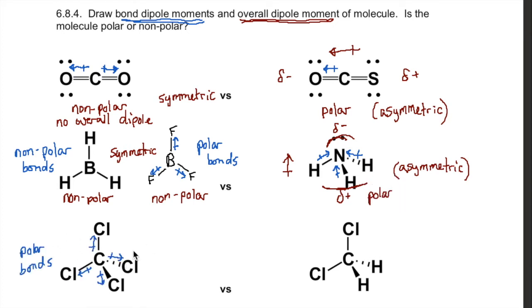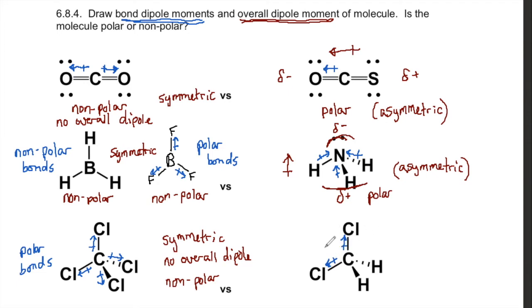Here we have another example of polar bonds, chlorine pulling on the electrons more than carbon, but all of these chlorines are arranged symmetrically around the carbon atom, so they are pulling the electrons in every direction. There's not one end or another that is negative and another end that is positive. It has a symmetric shape, no overall dipole, and it is a nonpolar molecule.